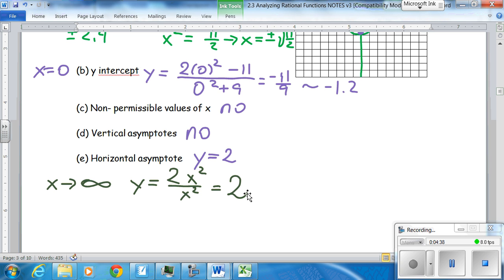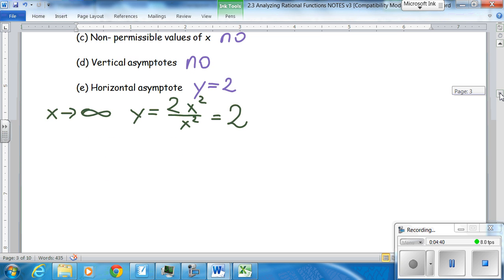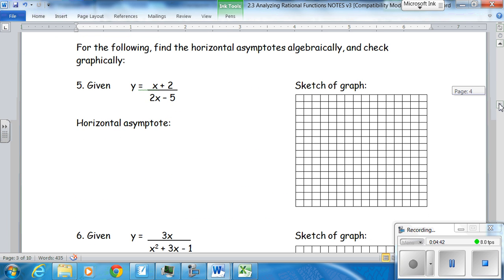Now, I want you to check your ability to do this. For numbers 5 and 6, find the horizontal asymptote algebraically and check graphically. Pause the tape, try it algebraically, then graph it. When you've done that, continue the recording and check your answer.